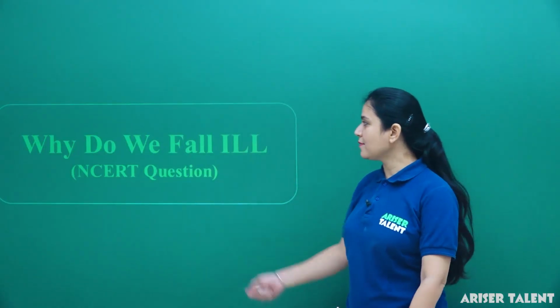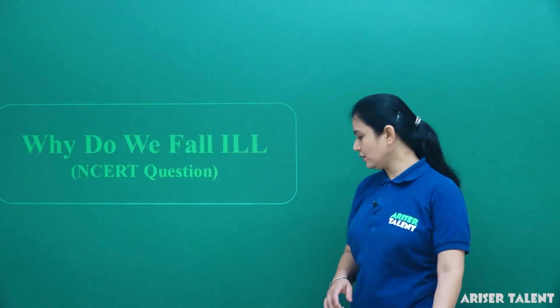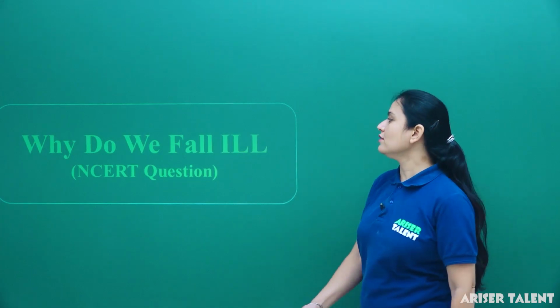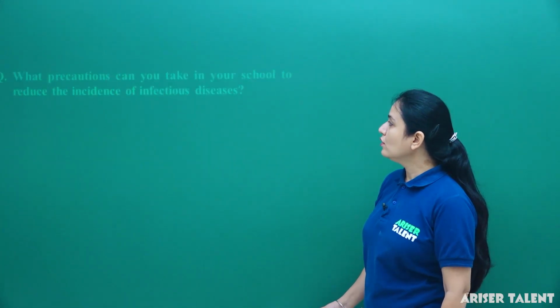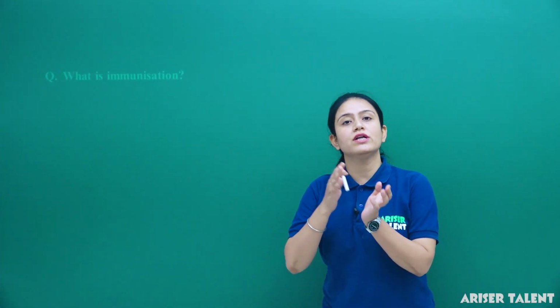As you know, we are studying the chapter Why Do We Fall Ill. Now we are going to discuss important questions of NCERT. So here we go. Number one is, what is immunization? Immunization means to develop immunity against a particular disease. In this process, the person is given a vaccine to reduce the disease or to develop immunity, temporarily or permanently, for a particular disease.